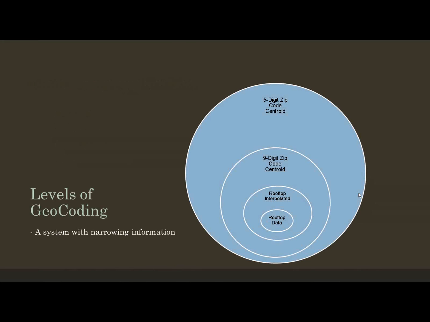There are some levels when it comes to geocoding, and this is more or less a system of narrowing information. And really, the more specific you get when it comes to the levels of geocoding, the more premium that kind of data is. Of course, the more accurate your data is, the more points you have to cover. So that becomes a little bit more premium kind of data.